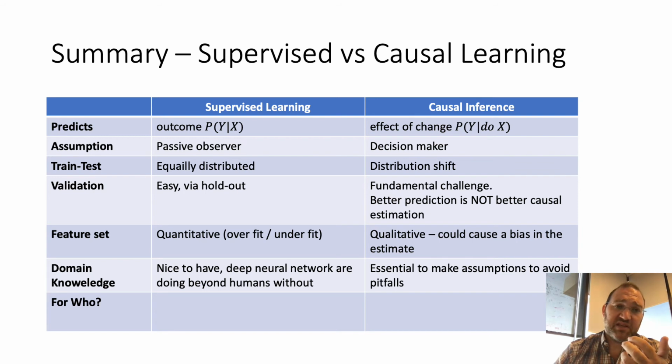Validation in supervised learning is also very easy. You just do holdout sets and cross-validation. In causal inference, validation is the fundamental challenge. We don't really know what the real effect is. So the only way to actually validate things is via experiment, but we can use refutation and other methods to validate the model and make sure we don't see some random or noise effect. The feature set in supervised learning has a quantitative effect.